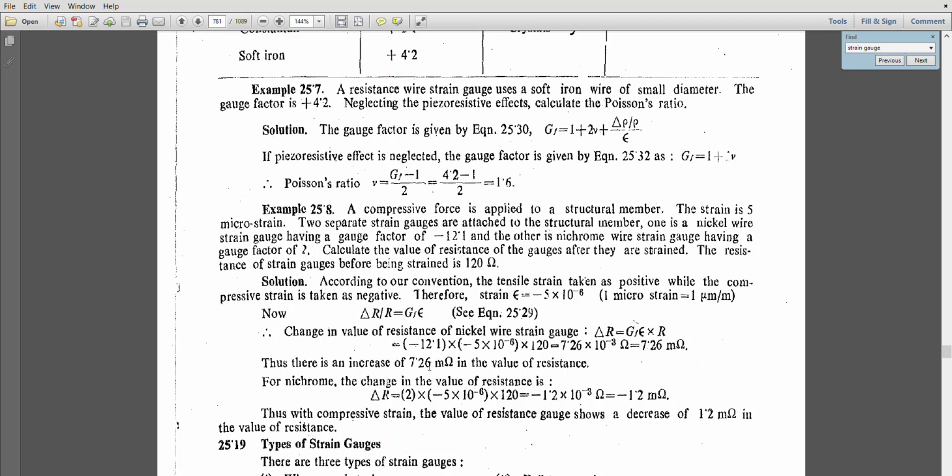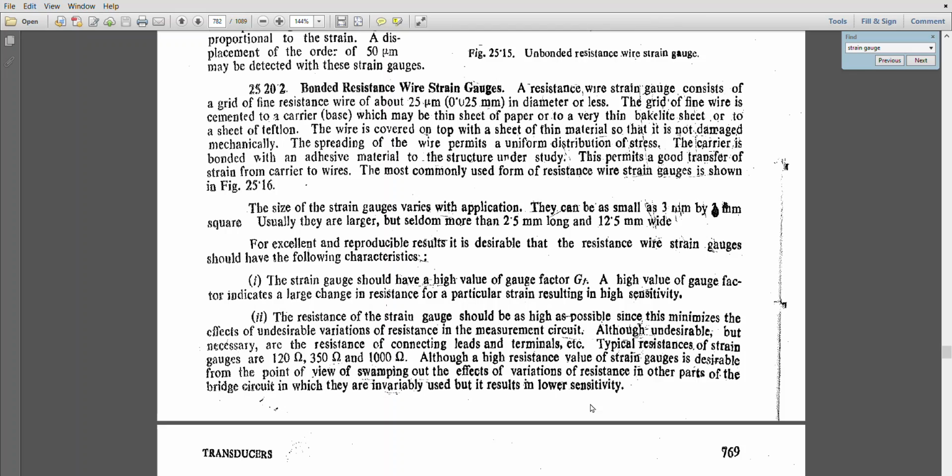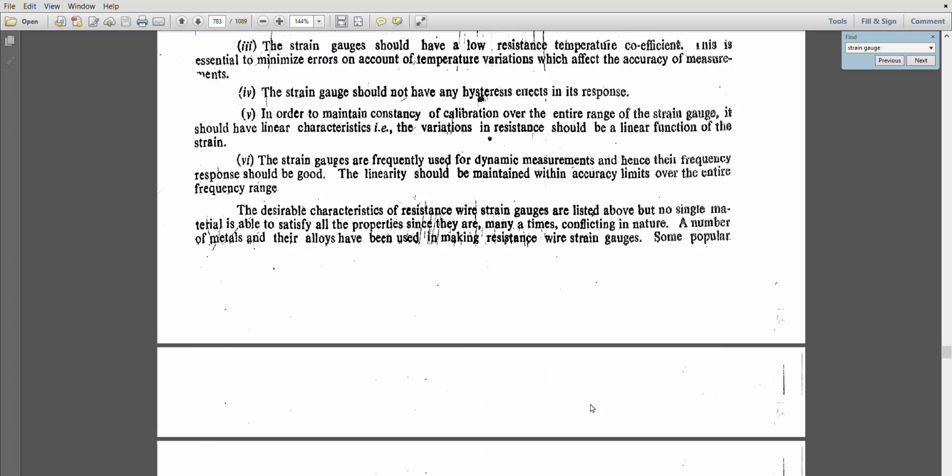This is an increase of 0.26 in the value of resistance because of the positive sign. For the nichrome, the change in the value of resistance is 2 into minus 5 into 10 power minus 6 into 120, and it is negative, which shows there is a decrease in the gauge resistance after the strain, after the stress has been provided on the beam.